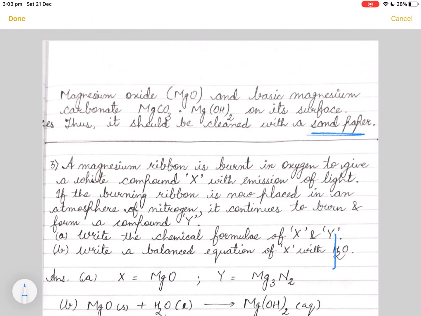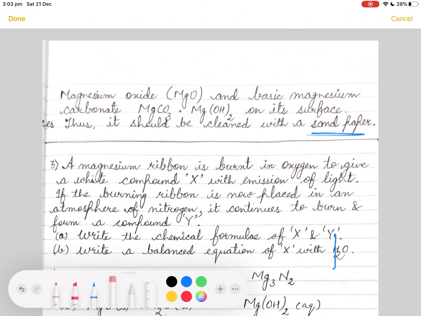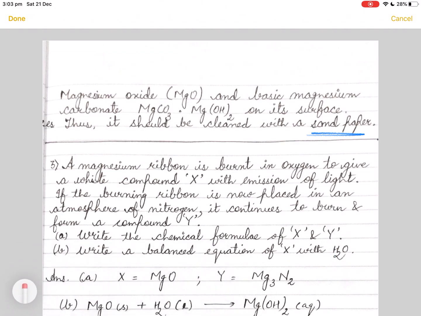The next question which we need to discuss is, what will happen when a magnesium ribbon is burnt in oxygen to give a white compound X with emission of light? Now we have already understood in the previous question that when magnesium ribbon is burnt, it forms a white compound called magnesium oxide, and the formula I have given you over here, MgO, with a white dazzling light. But the next part is a little difficult for you to understand, that why magnesium will form this compound which I have written Y, Mg3N2.